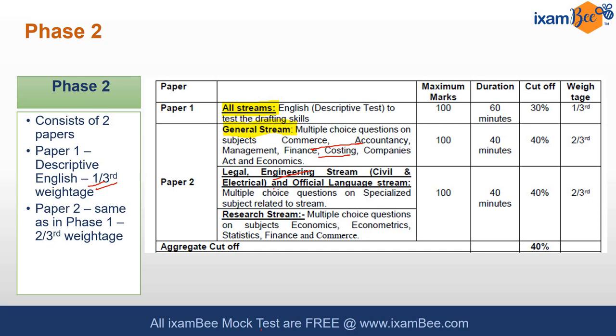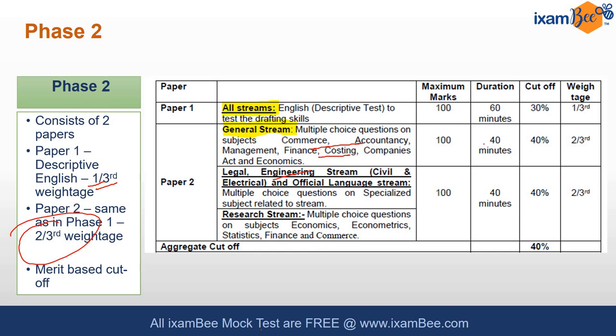Paper 2 covers all these 6 topics which I discussed in Phase 1, and this has 2/3 weightage. So these 6 topics are very important, because they are there in Phase 1 and here in Phase 2. 67% weightage goes to this. And of course, based on the overall score in Paper 1 and Paper 2, you will get the interview call.